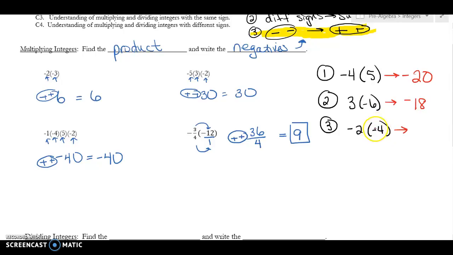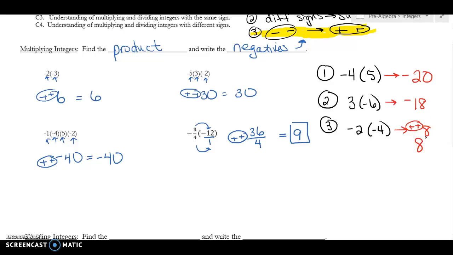For this one, you can't circle this. You see that? I can't circle it because there's a number in between there, so I can't do that. So I just do 2 times 4, which is 8. I have 2 negatives, so I write them. And this is when I can circle. So my answer is positive 8.